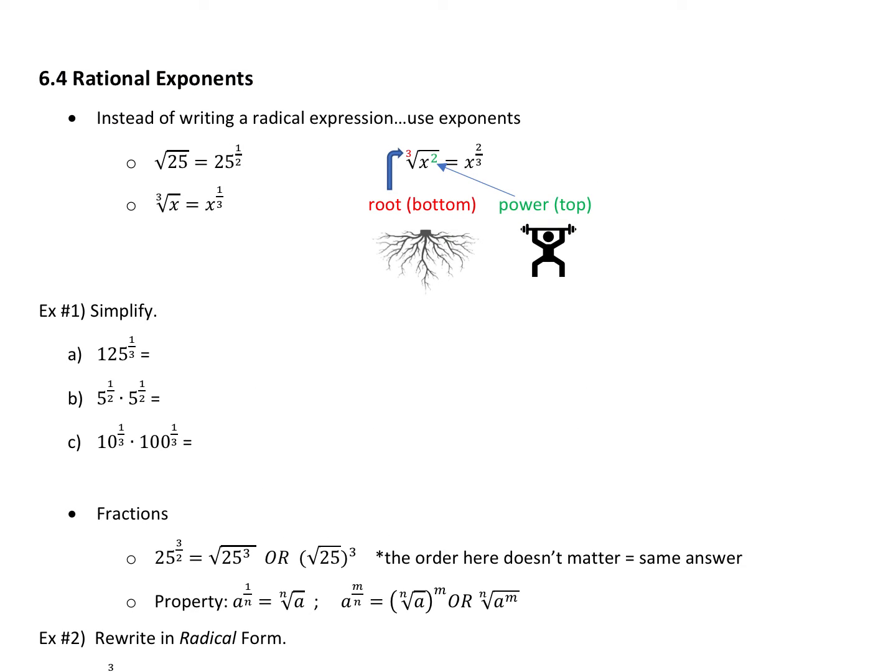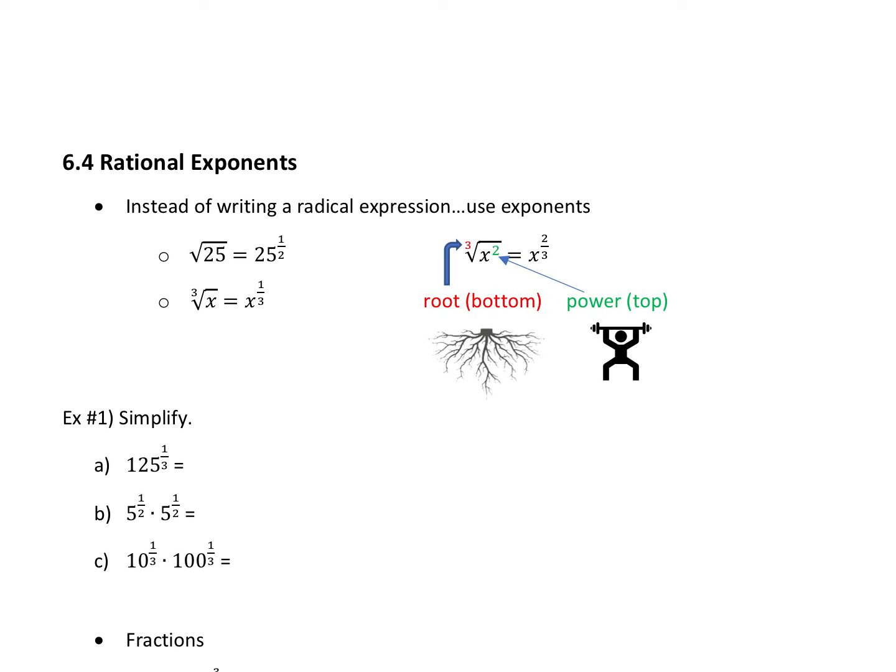All right, so 6.4, we're going to be talking about rational exponents. And if you remember, a rational number is a number that you can write as a fraction. Okay, so what's going to happen here is our exponents are going to be fractions instead of having a radical symbol. So an example of this, the square root of 25 can also be written as 25 to the 1/2 power.